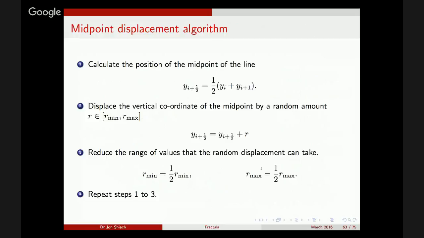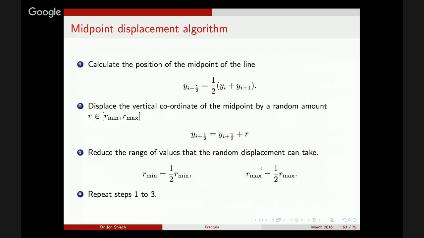One of the methods used is called the midpoint displacement algorithm. It's quite simple. You start with a line, or just 2 points. So 2 points on a line, and you calculate the position of the midpoint, which is just the average of the coordinates of the 2 endpoints. So add them up, halve them. So that's the y coordinate there.